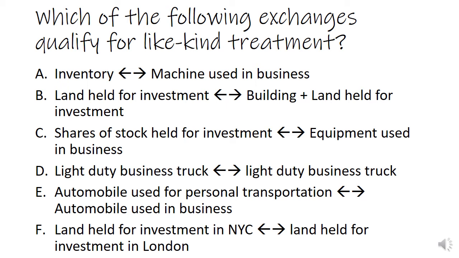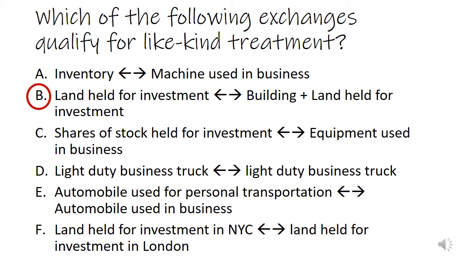So what properties count for this like-kind treatment under Section 1031 of the Internal Revenue Code? A: Inventory swapped for a machine used in business. B: Land held for investment swapped for a building and land held for investment. C: Shares of stock swapped for equipment used in business. D: Light-duty business truck swapped for another light-duty business truck. E: Automobile used for personal transportation versus automobile used in business. And finally, F: Land held for investment in New York City swapped for land held for investment in London.